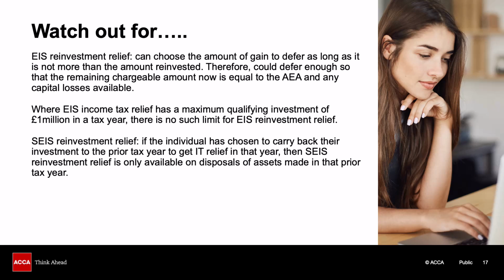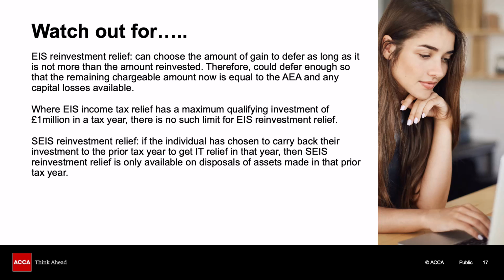A few things to watch out for. EIS reinvestment relief: you can choose the amount of gain to defer as long as it's not more than the amount reinvested. So that means you could defer just enough so that the remaining chargeable amount is equal to your annual exempt amount and any capital losses if you've got those available as well.